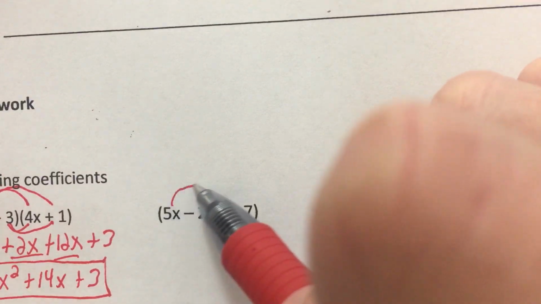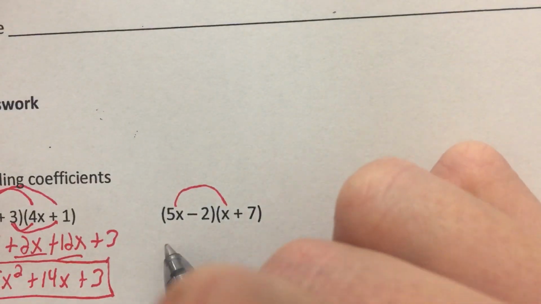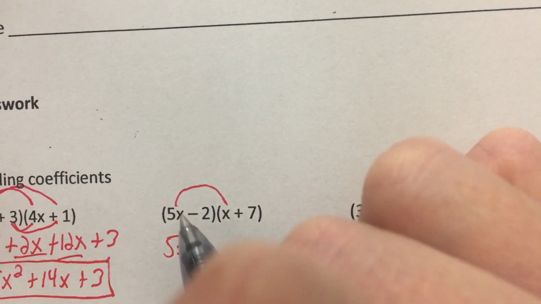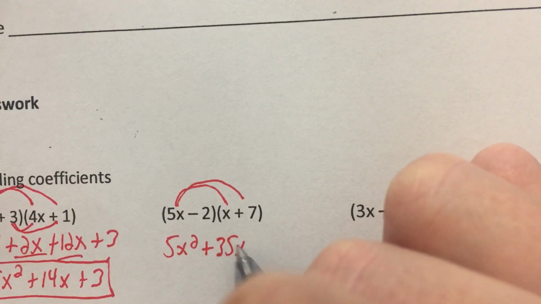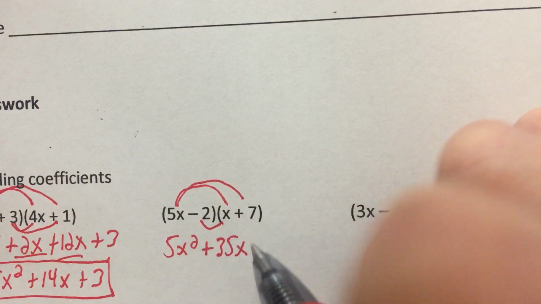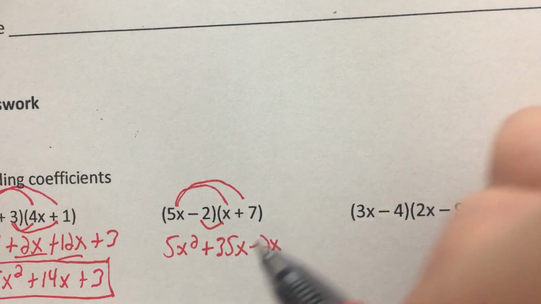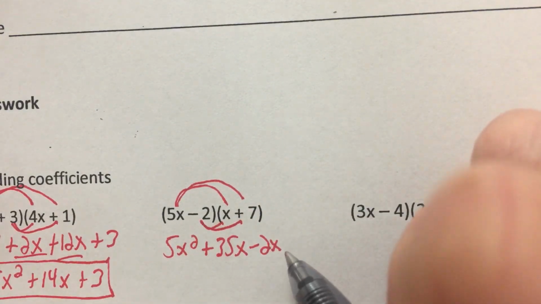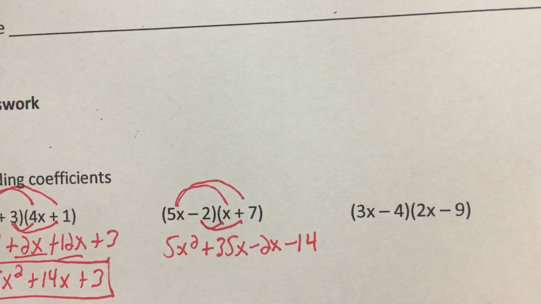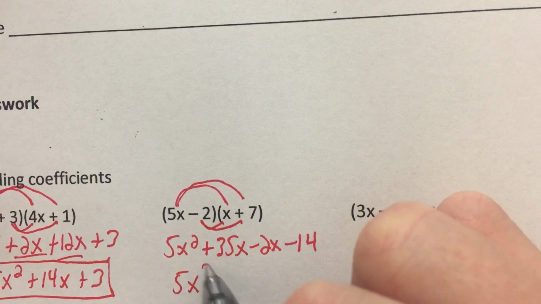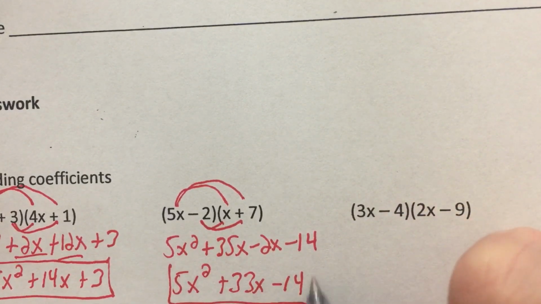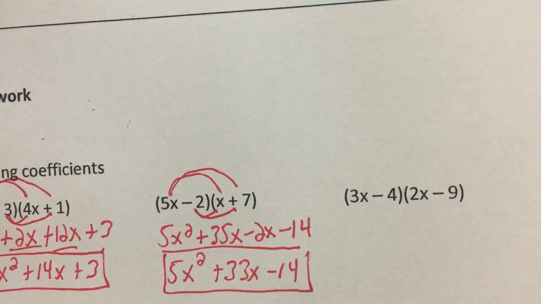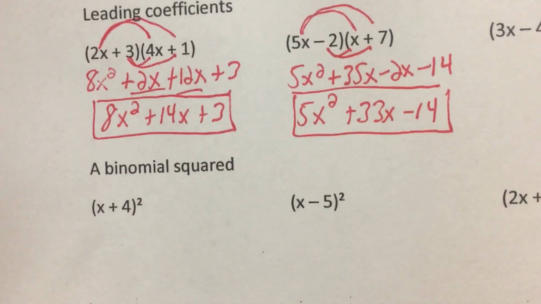Second one, 5x times 1x would be a 5x squared. 5x times 7 would be 35x. Negative 2 times x is negative 2x. And negative 2 times positive 7 is negative 14. Two like terms in the middle combine to make 33x. So we got 5x squared plus 33x minus 14. Okay. I'll leave you guys to do that third one if you can.